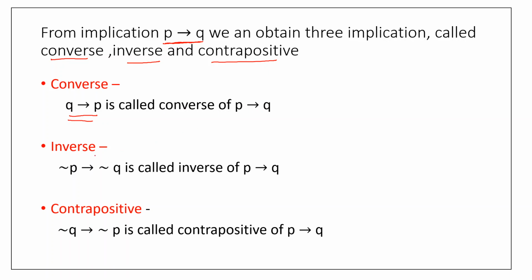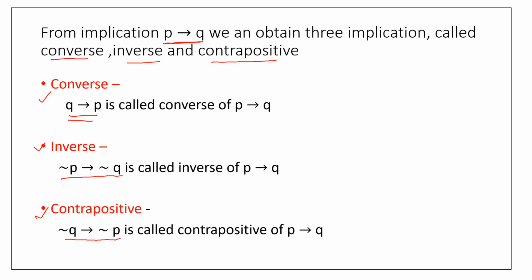Next, what will be the inverse? Inverse is just applying the negation to the original statement: negation P implies negation Q. It's called the inverse of P implies Q. Next is the contrapositive. This is negation Q implies negation P. If you see this, apply negation to the converse and you will get the contrapositive. So these are converse, inverse and contrapositive.